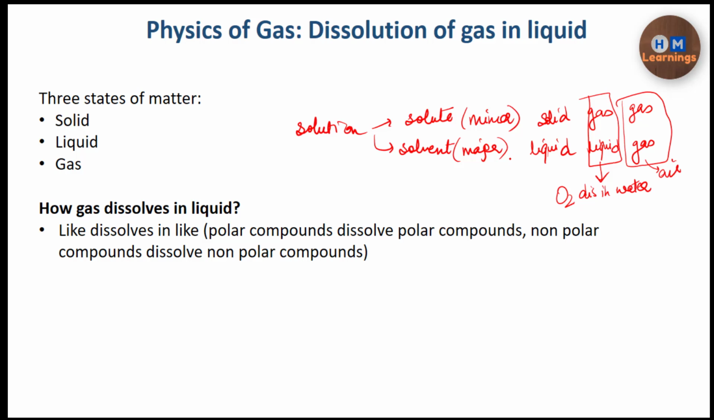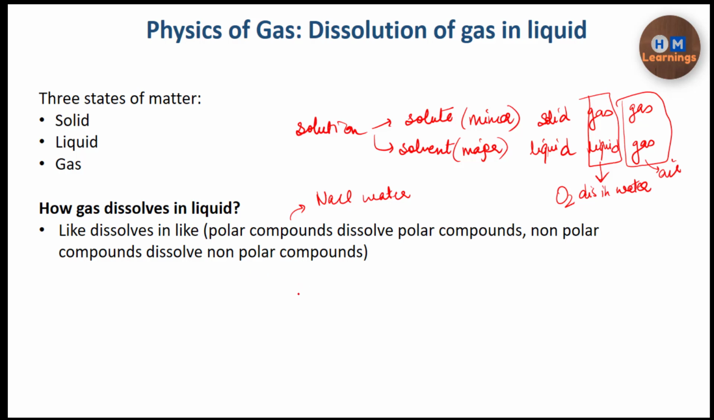So here, "like dissolves like" means polar compounds dissolve in polar compounds, and non-polar compounds dissolve in non-polar compounds. For example, for polar compounds, NaCl dissolves in water. For non-polar, you also have various examples, like hydrocarbons, which are soluble in lipids or oil. So that is non-polar dissolving in non-polar. So what is polar and what is non-polar? Let's have a quick look.